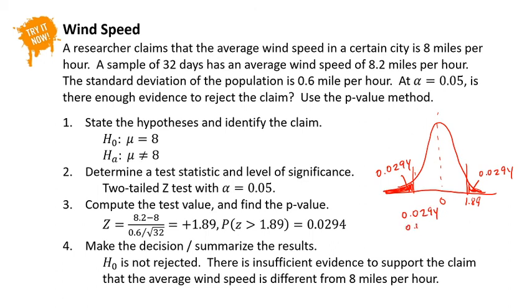0.0294 plus 0.0294, that's going to be 0.0588... so our p-value here is 0.0598. It's twice as big as this, and 0.0598 is larger than this alpha value of 0.05, so we don't reject the null hypothesis.